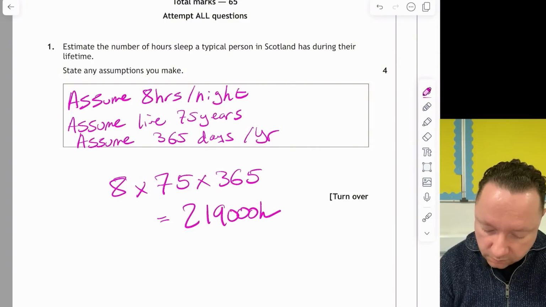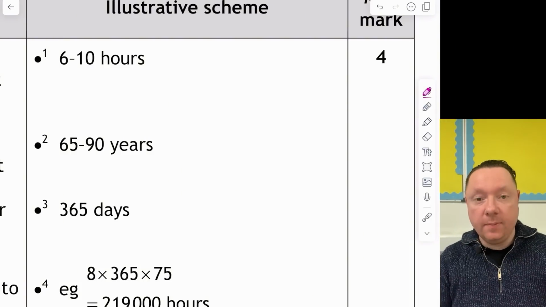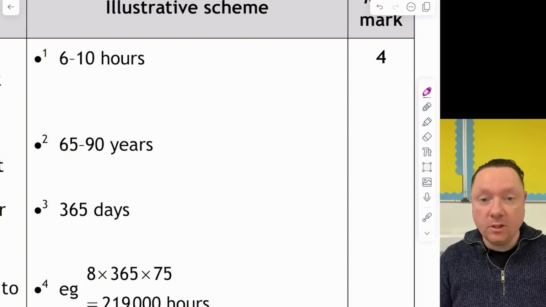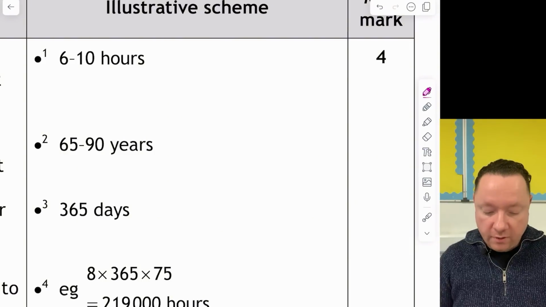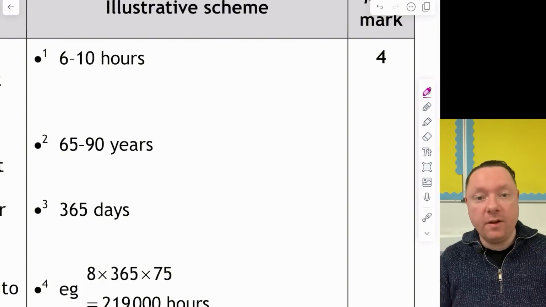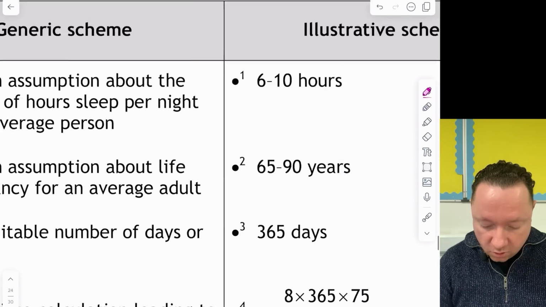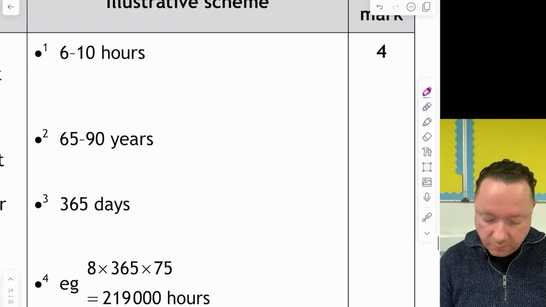219,000 hours. Just look at them asking for question 1. Since it's a Fermi estimate, you've got quite a leeway. 6 to 10 hours a night, as you could have used anywhere between 65 and 90 years for how long you live. You have to use 365 days or a suitable number of weeks, and then your times.